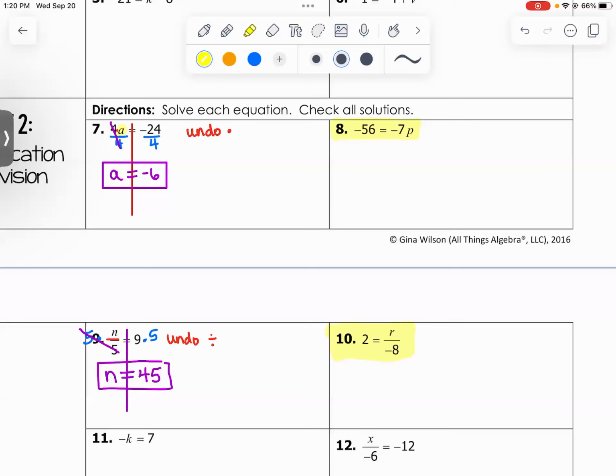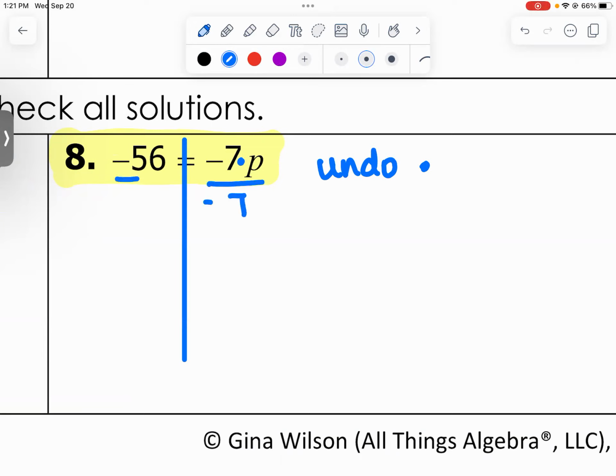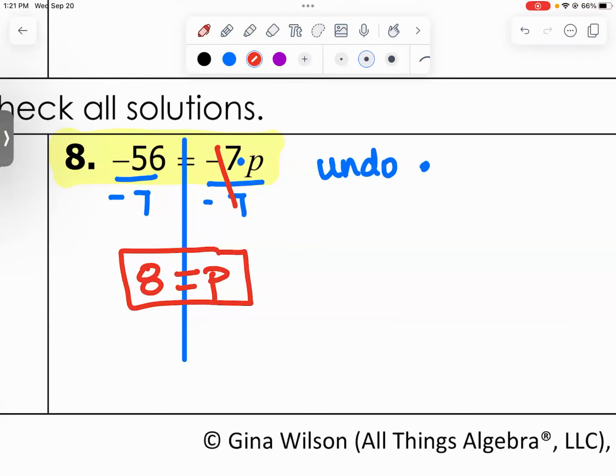Okay. What operation is in between -7 and P? There's multiplication. So we need to undo multiplication. So Caesar, what do we need to do to both sides? If -7 is being multiplied to P and I want P by itself, how do I undo multiplication? Okay, so we're gonna divide by -7 to both sides. Ash, what's P? +8? Yep. Yep, +8.